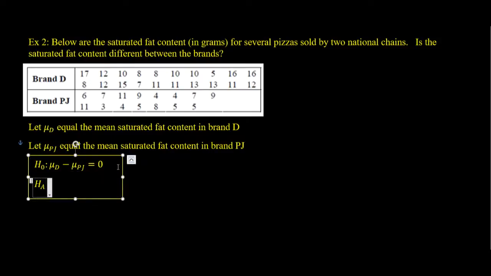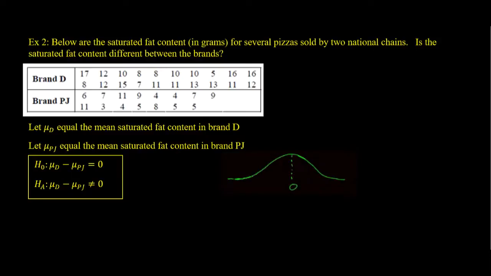There's no difference. HA is mu of D minus mu Pj does not equal 0. So we're simply saying there is a difference between them. The null is that there's not. The alternative is that there is. So when we make our normal curve, we have 0 in the middle. It's two-tailed. We're shading on both sides.